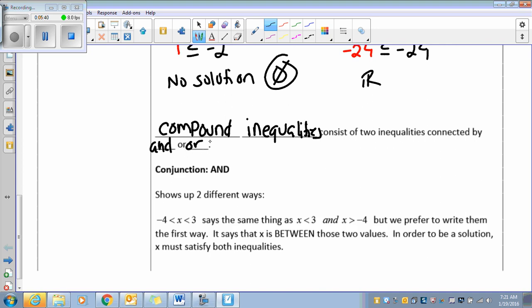We have a conjunction, which is "and." You'll see it in two ways, either with the x in the middle of the two inequality symbols or with the word "and." This means that your solution has to satisfy both inequalities in order to be a true solution.